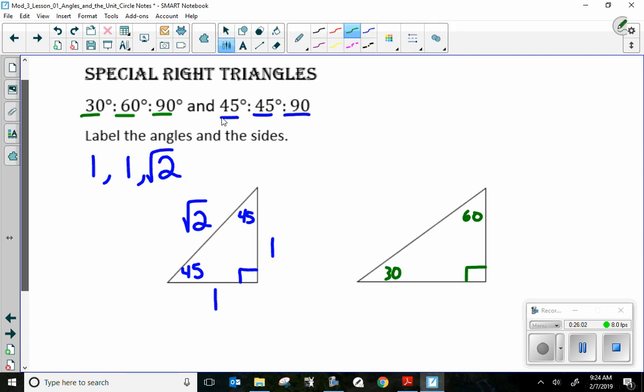Now, for this 30, 60, 90 triangle, I'm going to use the numbers. I'm just going to count. 1, 2, and 3. And just like the last term gets the radical here, the last term gets the radical here.